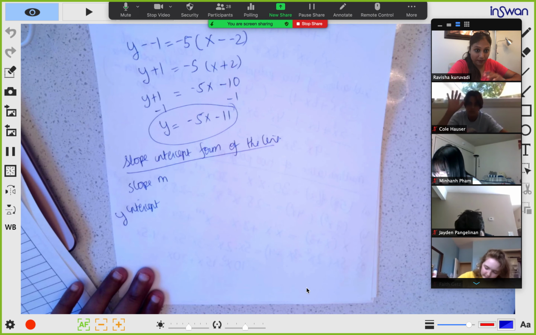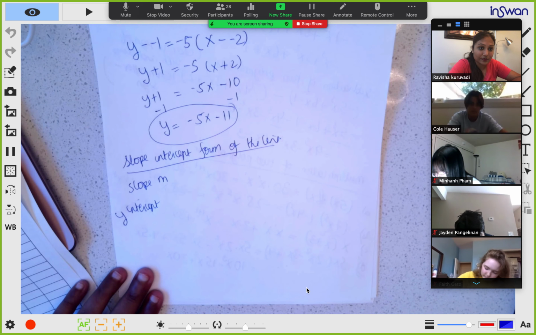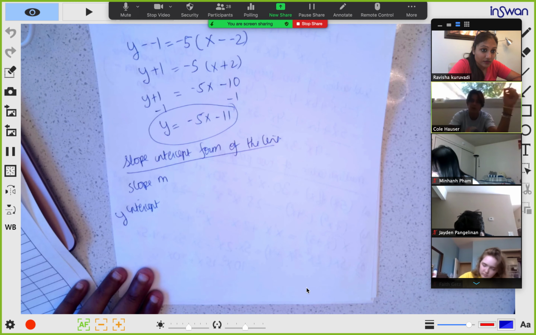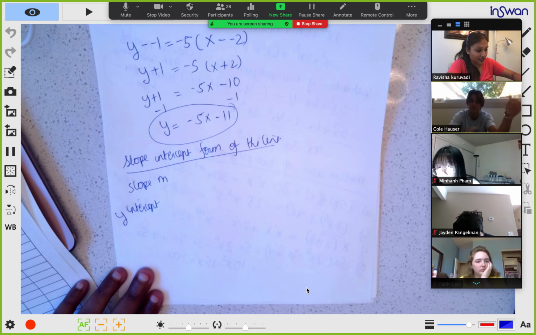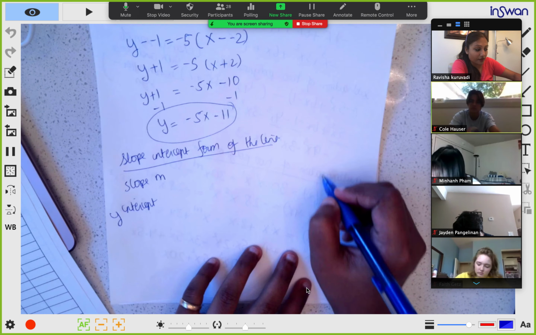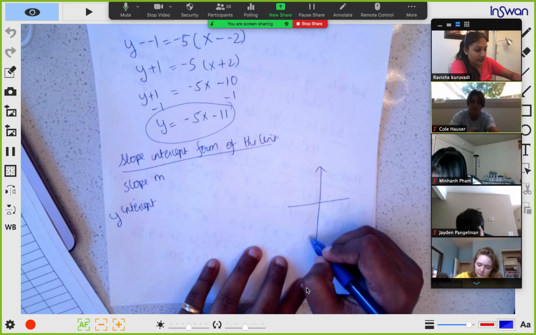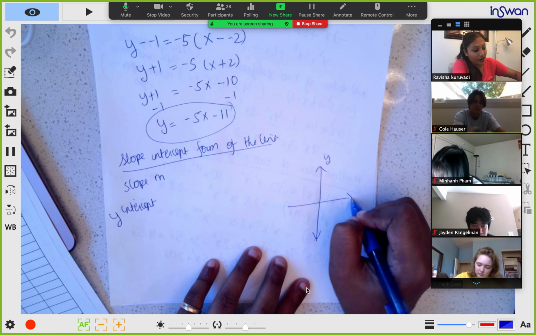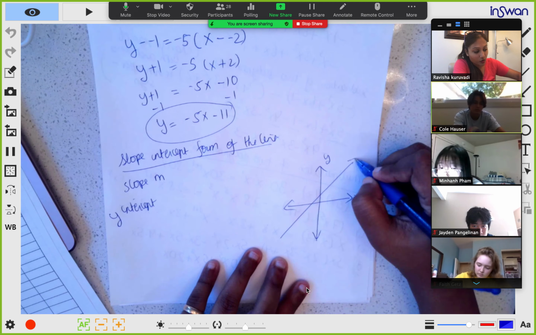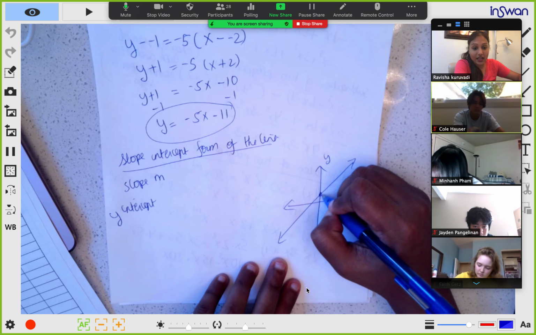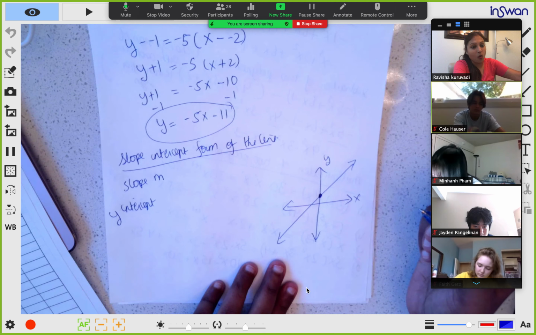Does anyone know? Yep, Cole. It's where the line crosses the y-axis. Yes, perfect. So if this is my graph, this is my y-axis, this is my x-axis. Wherever my line, this is my graph, wherever it crosses my y-axis, that is known as y-intercept.